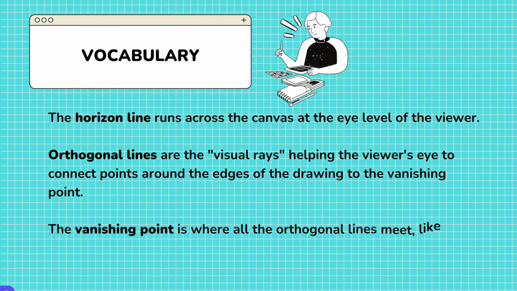Let's do a quick vocabulary review. So as we've learned, the horizon line runs across the canvas at the viewer's eye level. Orthogonal lines are those visual rays or actual lines that help the viewer's eye to connect points around the edges of the drawing to the vanishing point. And the vanishing point is where all the orthogonal lines meet, like the train tracks in the distance. As things get closer to the vanishing point, they get smaller.